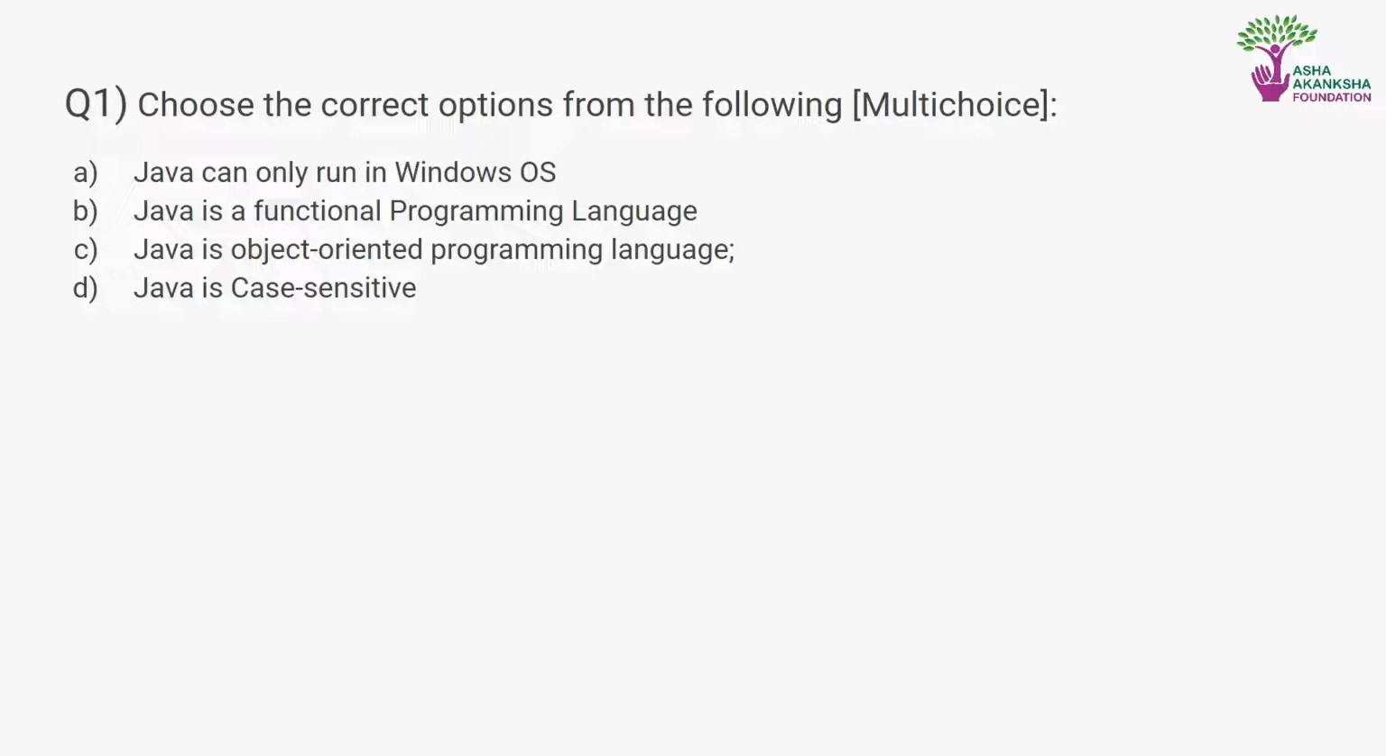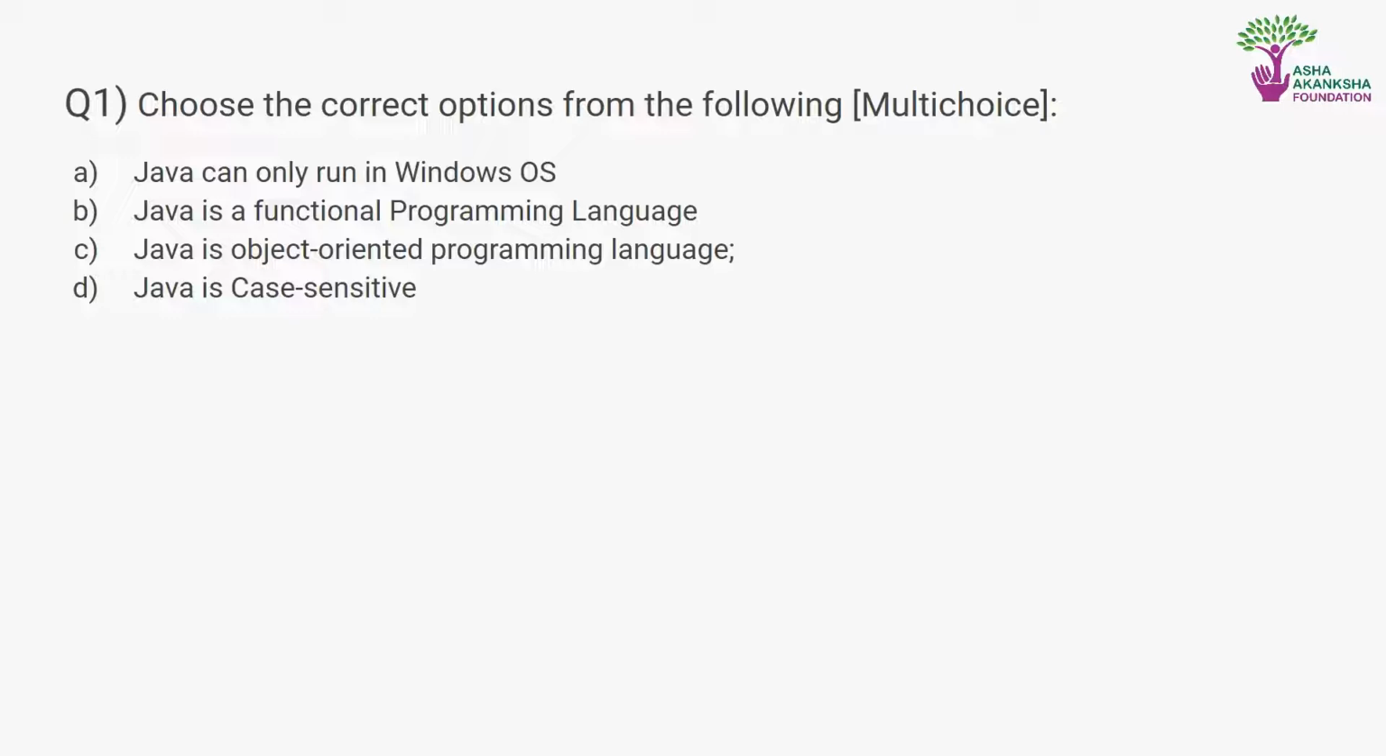The first, Java can only run in Windows OS. This is a false statement. It can run on many OSs and it is not exclusive to only Windows. So A is false, so we won't pick that. Next, we will discuss B. Java is a functional programming language. This is also a false statement.